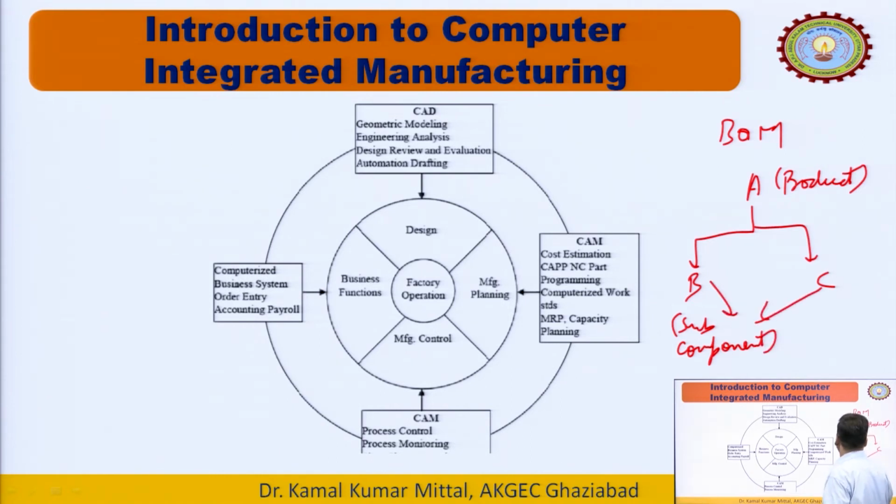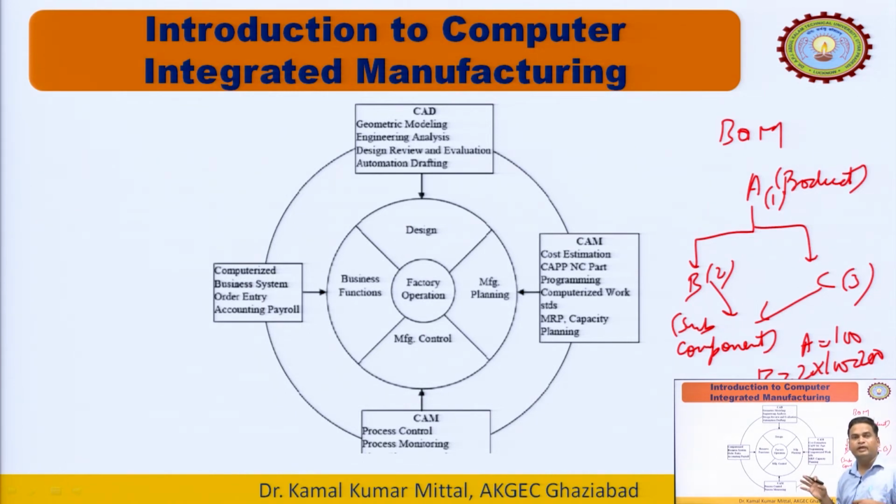These two are subcomponents, and the requirement is 1 A, 2 B's and 3 C's. Suppose we have to make A equal to 100, then the requirement for B is 2 into 100, that is 200, and for C is 3 into 100, that is 300. So these are the requirements for fulfilling the end product demand.